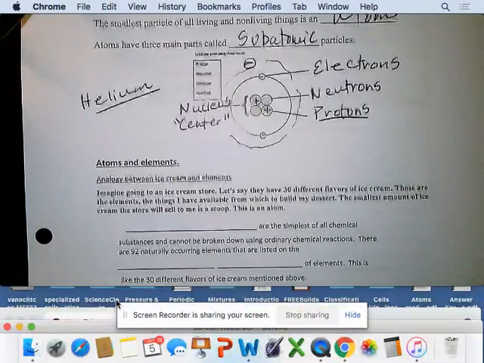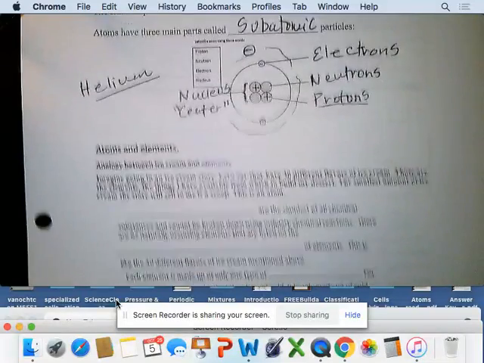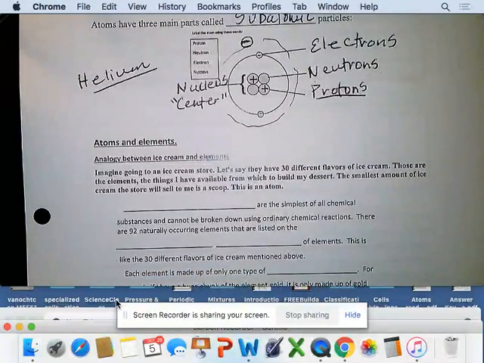Remember I gave you this analogy about ice cream flavors and ice cream scoops in relation to elements and atoms to help you understand the relationship between the two. Imagine going to an ice cream store. Let's say they have 30 different flavors of ice cream. Those are the elements. The ice cream flavors represent the elements on the periodic table, the things I have available from which to build my dessert.